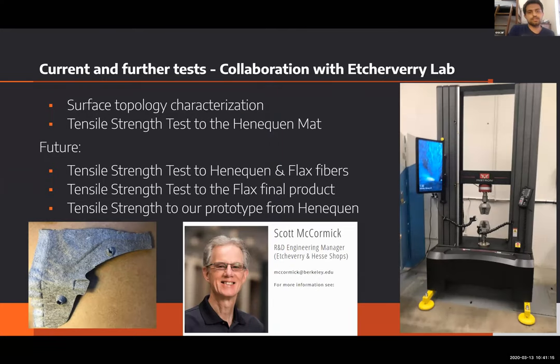We also did some tests. As you can see, this is the machine we used for the tensile strength test on the henequen mat. The microscope picture you saw in the previous slide was for the surface topology characterization. In the next 2 weeks, we are going to do a tensile strength test on the henequen and FAX fibers, not just the henequen fiber that we did. We are also going to make an example of the FAX final product to compare the mechanical properties of the actual product they have in Federation with the new one from the prototype that the manufacturers in Mexico will make as a sample for this test.